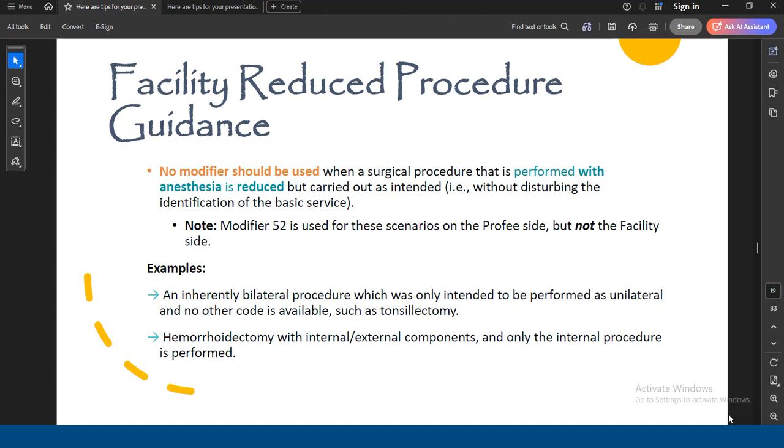For example, the physician is performing the same tonsillectomy in a facility setting. At that time, if the patient has only a left tonsillectomy, we need to use 42825. We will not use any 52 modifier in the facility setting, as 52 modifier is exclusively related to physician coding. So here we have a few more examples related to this concept.